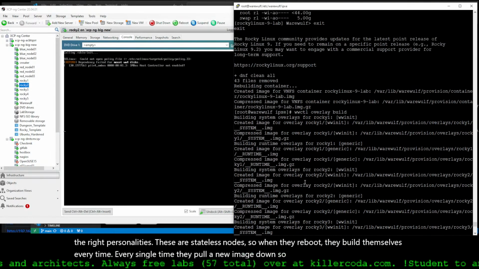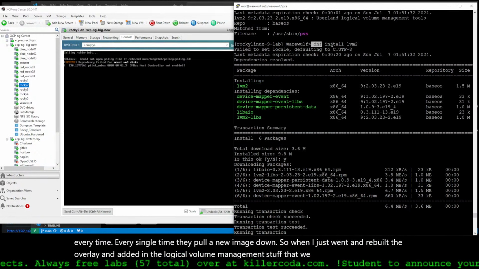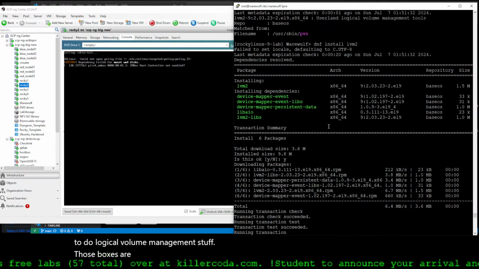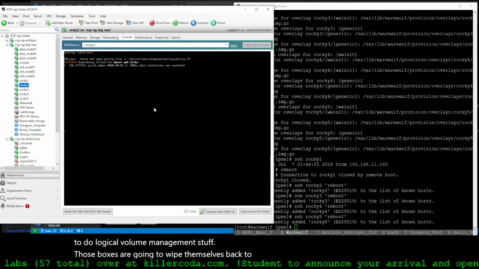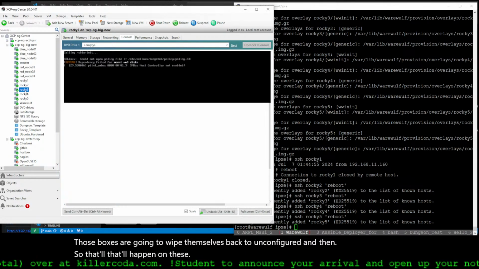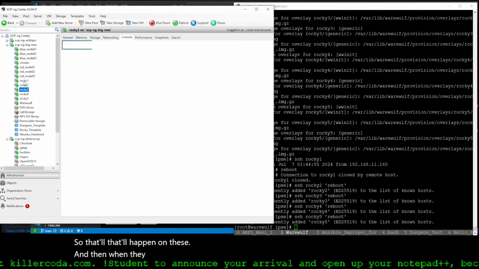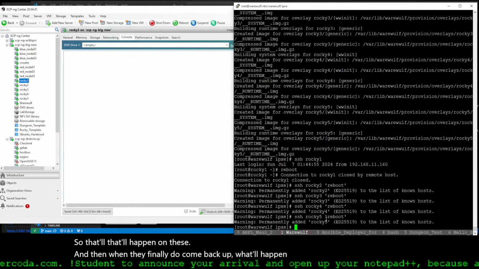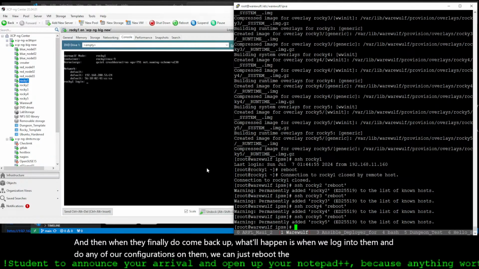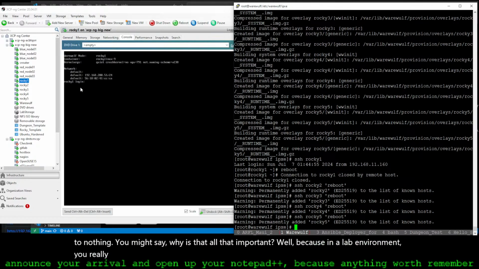So when I just went and rebuilt the overlay and added in the logical volume management stuff that we needed, right, to be able to do logical volume management, those boxes are going to wipe themselves back to unconfigured. And so that'll happen on these. And when they finally do come back up, when we log into them and do any of our configurations on them, we can just reboot the boxes and then we'll come back to nothing. And you might say, well, why is that all that important? Well, because in a lab environment, you really want to get back to zero very quickly.